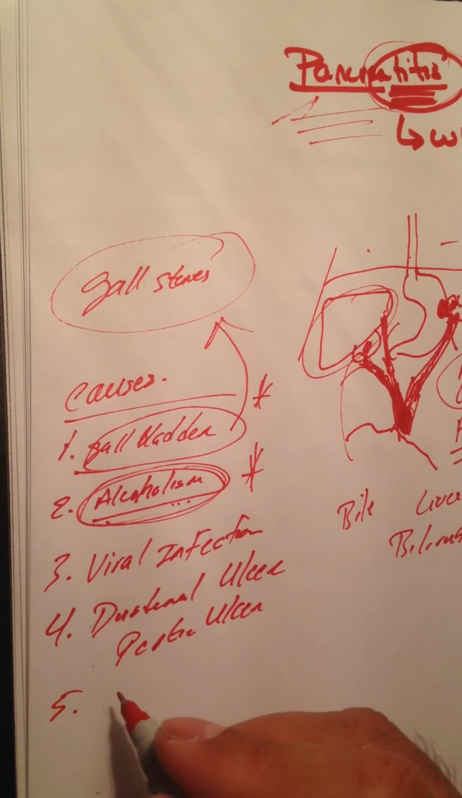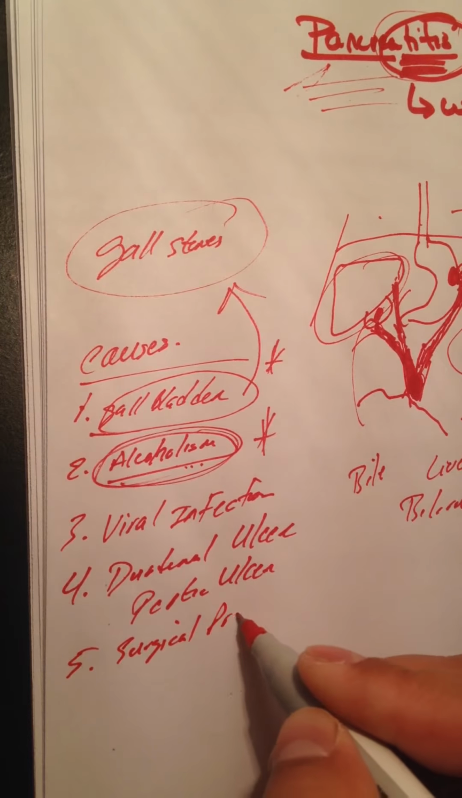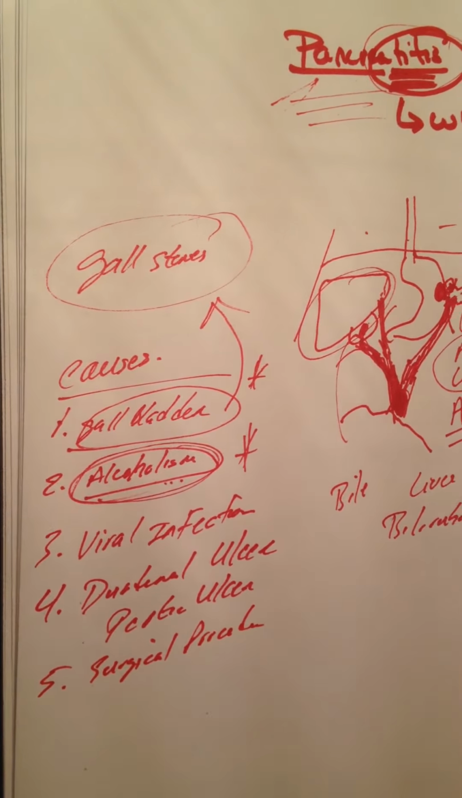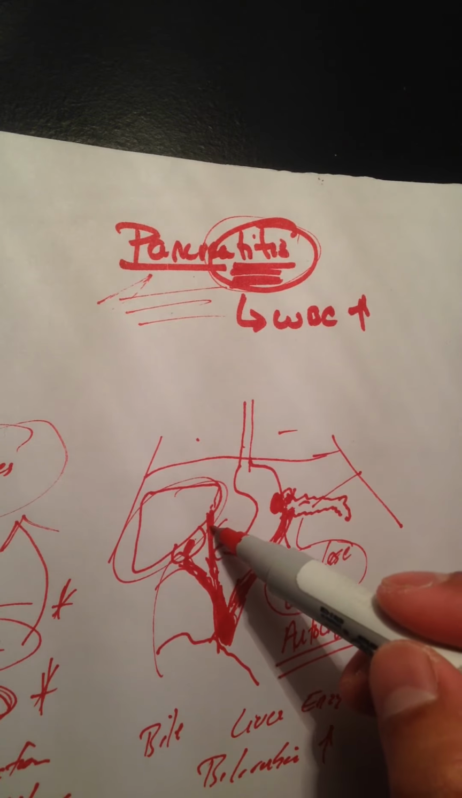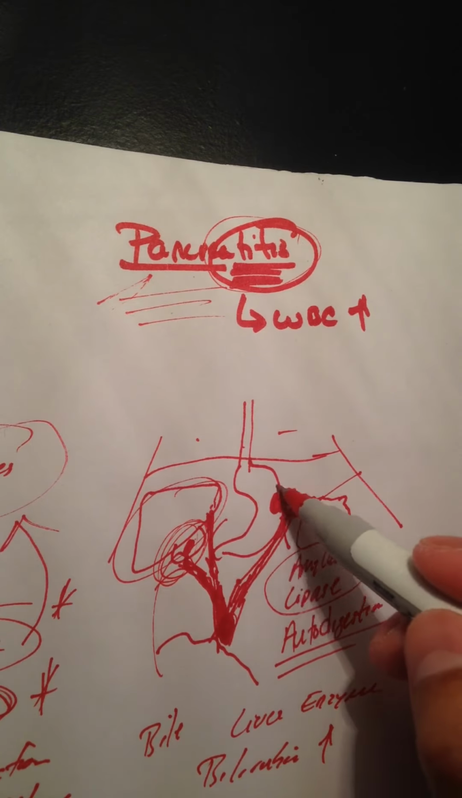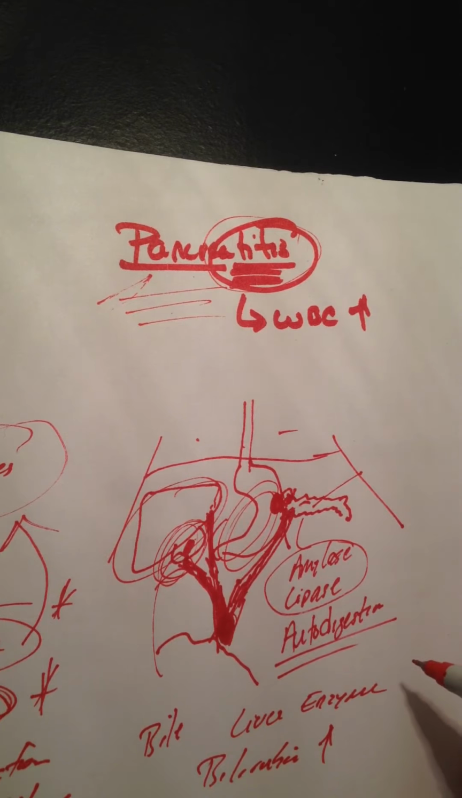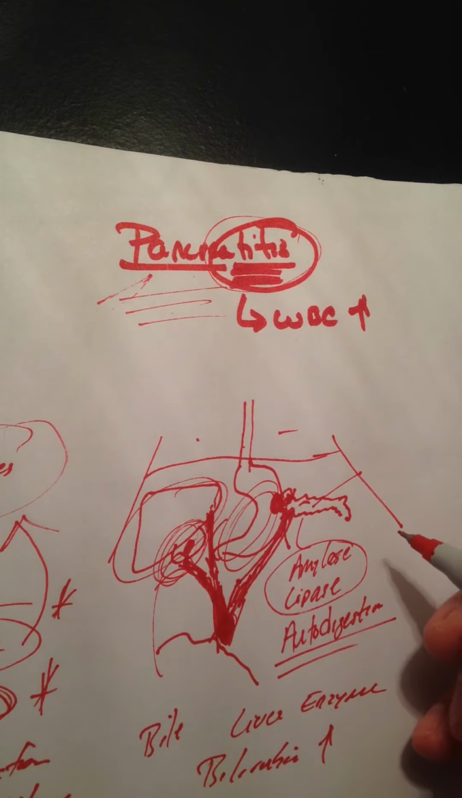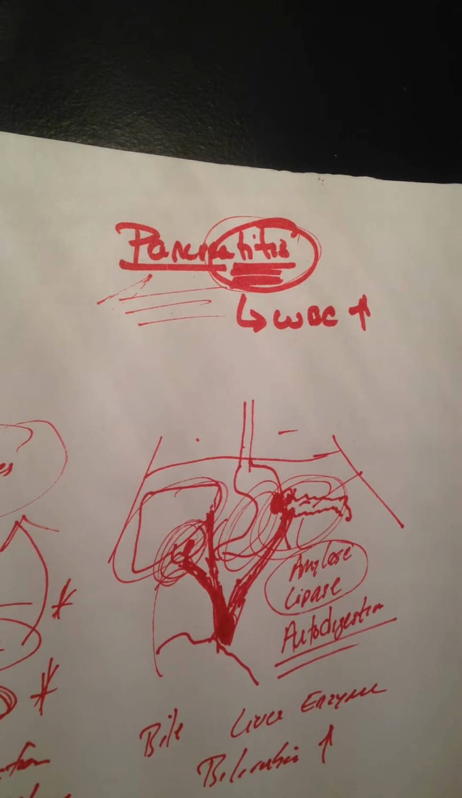Number 5, some type of surgical procedure. More specifically, maybe some type of procedure with a gallbladder, for example, lap chole, or some type of stomach, gastric bypass, maybe some type of resection. That can also cause pancreatitis.